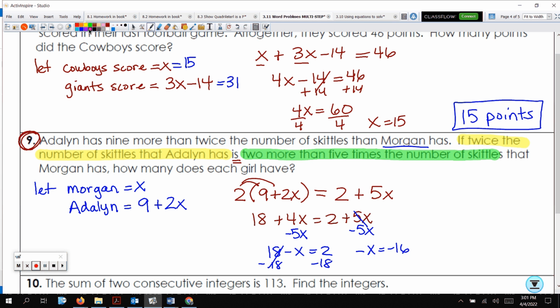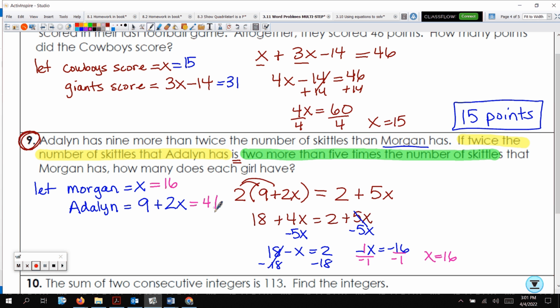Divide by negative 1. So there's a negative 1 here. So x equals 16. So that means Morgan has 16 Skittles. And when we plug in 16 for x, we get 2 times 16 is 32, plus 9, 41. All right, so how many Skittles does each girl have?